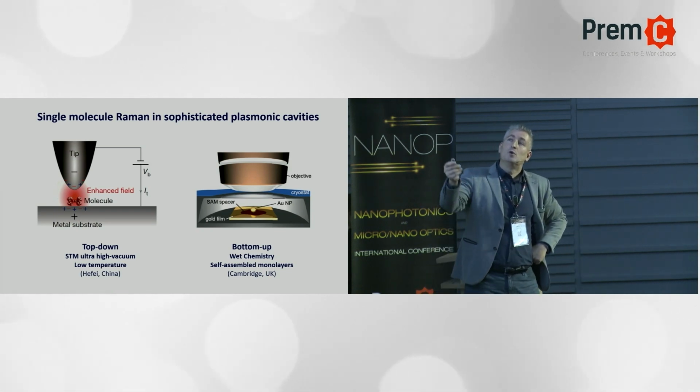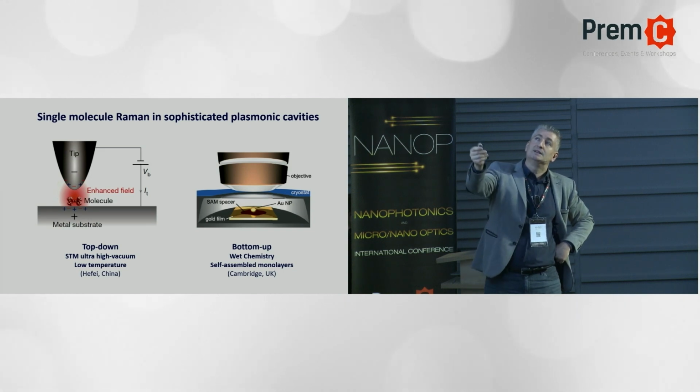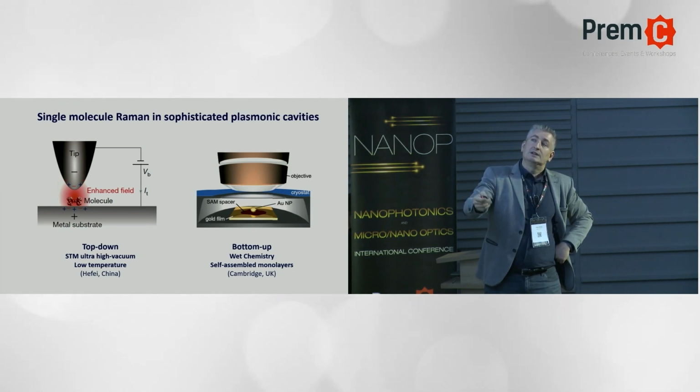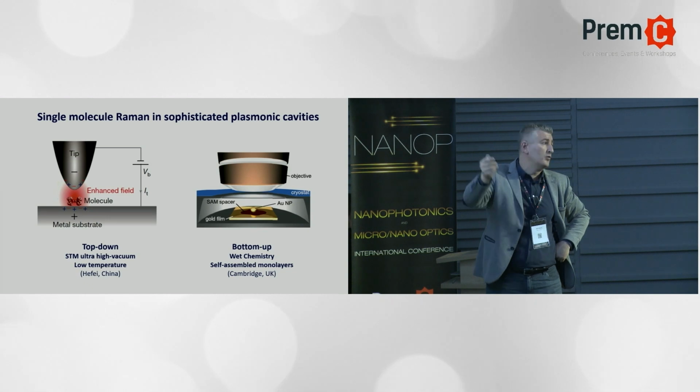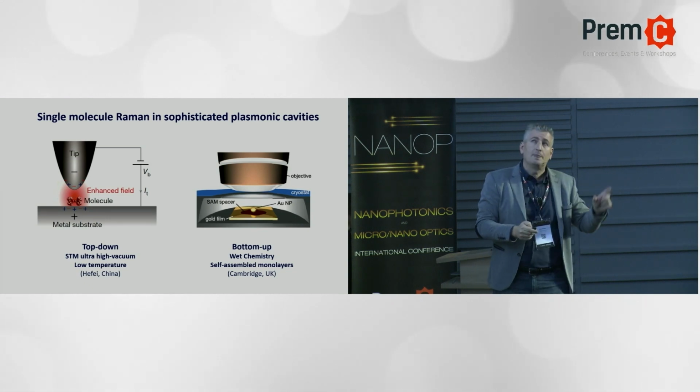But we also have more bottom-up cavities, right? A metal surface. We deposit here a self-assembled monolayer, another gold nanoparticle on top, and you sandwich the matter you want to probe, right? And this is done, for instance, in Cambridge and many other groups, right? But this is, again, a sophisticated cavity where you can probe very small amounts of matter, okay?